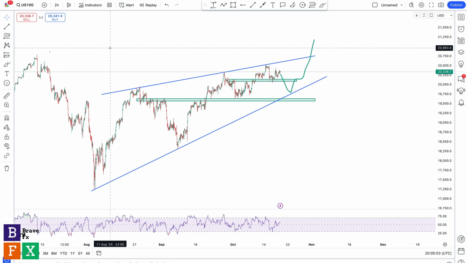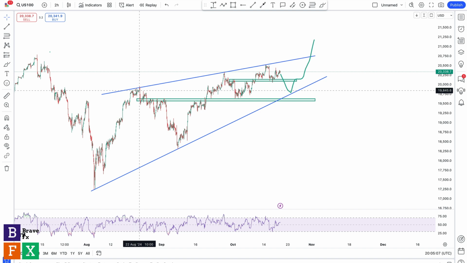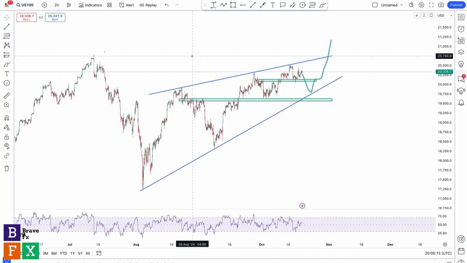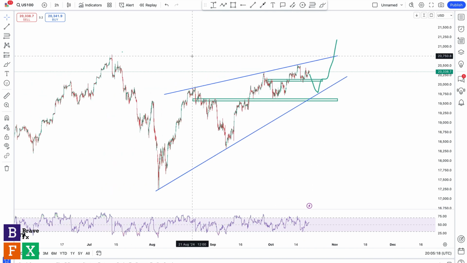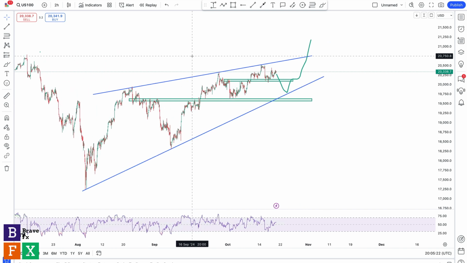So that's the case we have on Nasdaq right now. We've been trading closely around the resistance level of this rising wedge. There's a good chance we get a bearish breakout or a bullish breakout. But at the moment, the stock market in the US looks bullish and positive, so there's a good chance we're going to get higher.